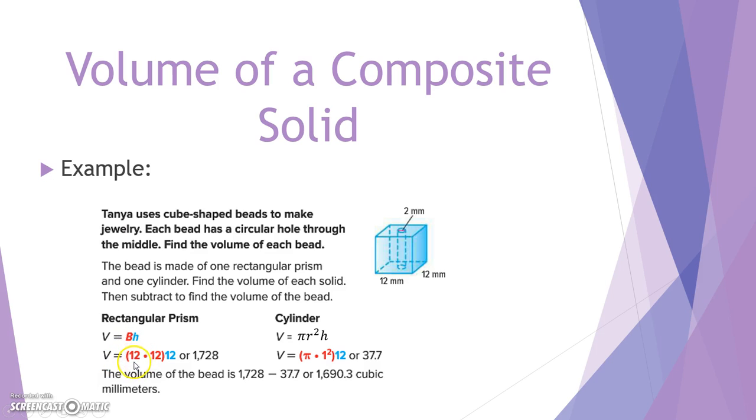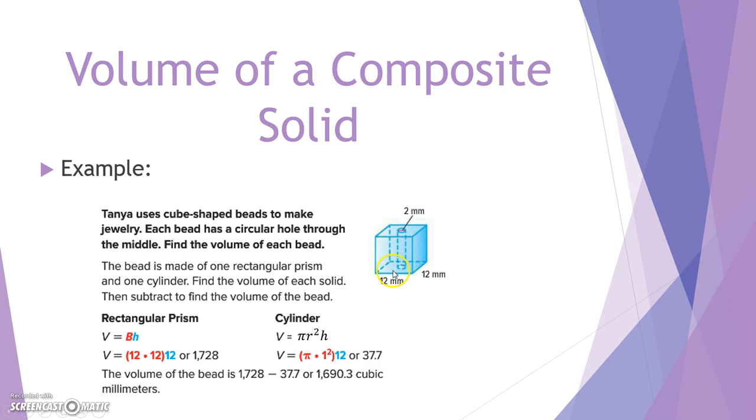First, to find the area of the base, you would do length times width, which is 12 millimeters times 12 millimeters, and that will equal 144. Then you would do area of the base times height, which is also 12 millimeters, and it would equal 1,728 cubic millimeters. Then next, we would solve the volume of a cylinder.